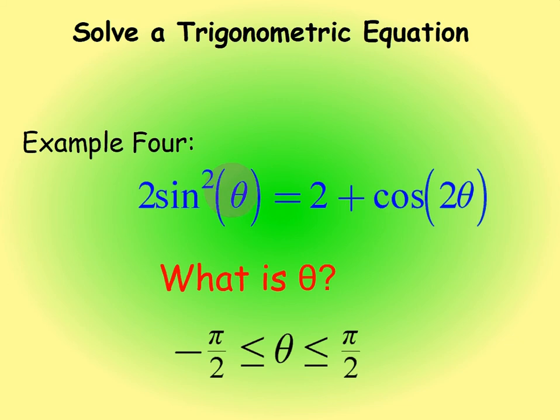We also have a theta inside of these parentheses and a 2 theta here. Remember, you want to try to get in terms of one angle and one single trig function. The question is, what is theta? And this time the domain starts at a negative angle, negative pi over 2, and goes to pi over 2. So keep that in mind. Theta needs to be in between these two values or at the endpoints.